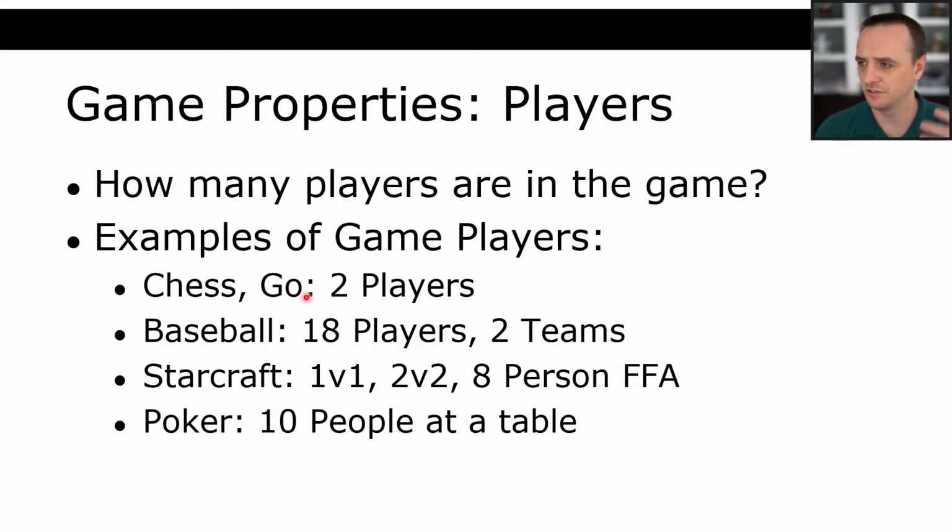So examples of the number of players in games, if we're talking about chess or Go or traditional board games, usually there are 2 players. In baseball, there are 18 players, but maybe there's only 10 players at a time and there's 2 teams, so we can think about different games and different players in different ways. In StarCraft, for example, we might be playing 1 versus 1, 2 versus 2, or actually a free-for-all where everyone is just trying to survive. In something like poker, we could have 10 different people at the table all trying to win each other's money. So games can have different amounts of players just like they can have other properties as well.